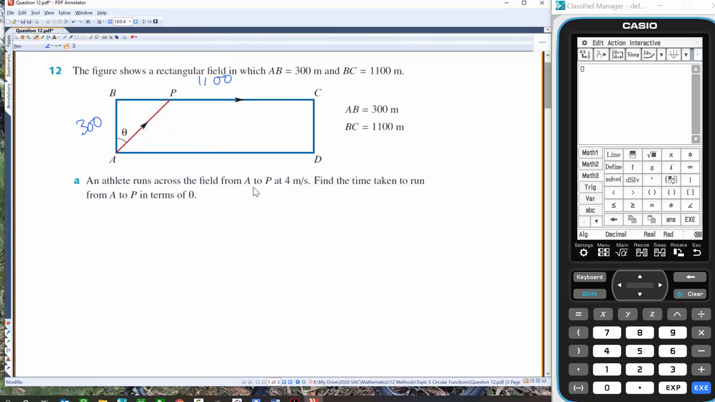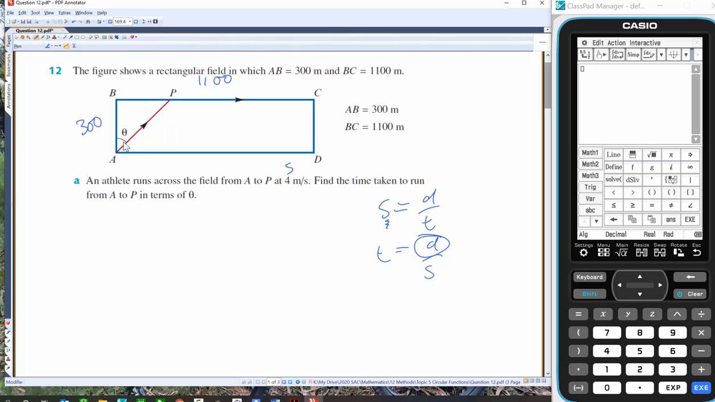An athlete runs across the field from A to P at 4 meters per second. Find the time taken to run. So that's the speed, and we need to note that speed is distance over time. So what have we been given? We've been given the speed and we want the time. So let's transpose this to make time equal to distance over speed. So we need the distance to complete this formula.